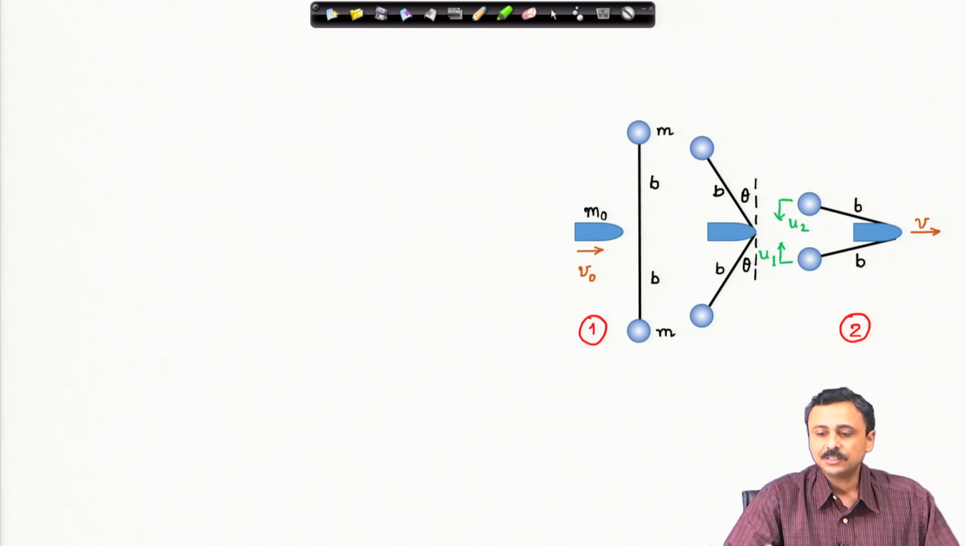I have considered general velocities. When theta is 90 degrees, I have considered the vertical velocities of these two spheres as u1 and u2. It has been marked, but they are also moving along with that body of mass m naught. So, these are the relative velocities of the two spheres.